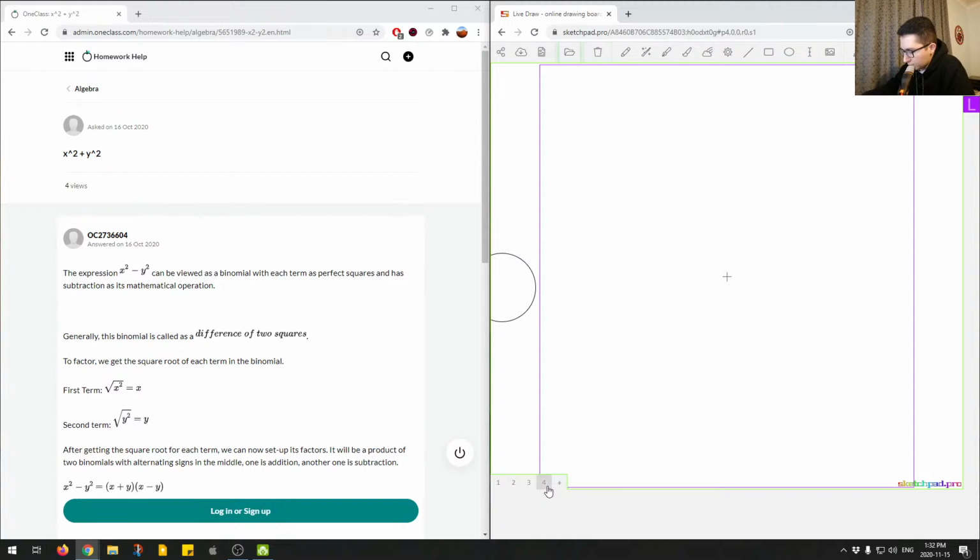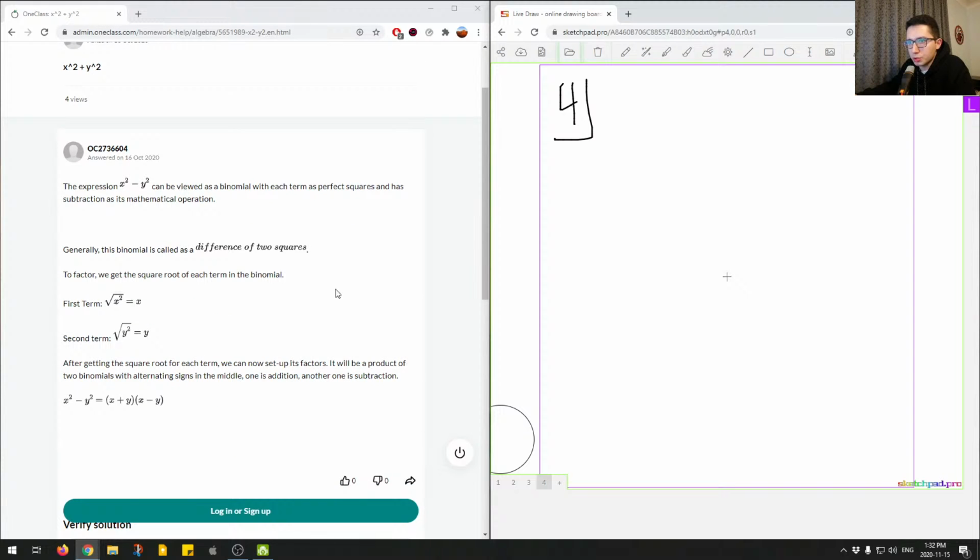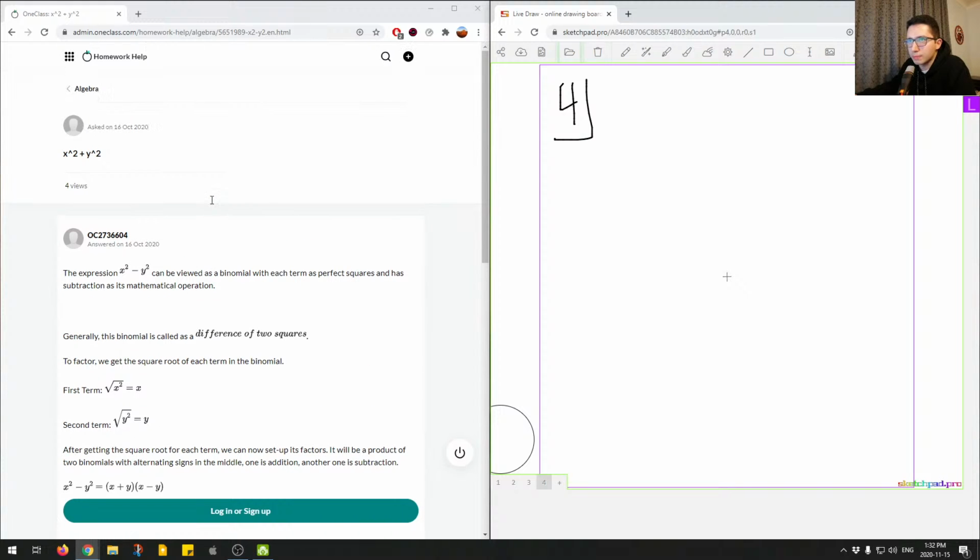So here we have question number 4. Alright, so here we're given x squared plus y squared. So no real question. I'm going to base my solution on what the junior tutor answered. So here they have the expression x squared minus y squared can be viewed as a binomial with each term as perfect squares and has subtraction as a mathematical operation. So I'm assuming there's potentially a typo. This should be a minus sign based on the junior tutor's answer.